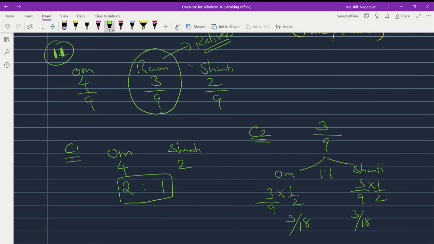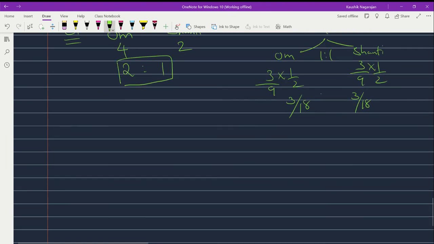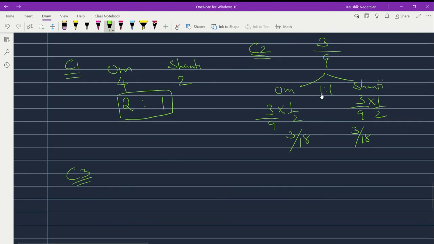So in case 2, you got the gain 3 by 18 and 3 by 18. This should be added with the old ratio of 4 by 9 and 2 by 9 with Om and Shanti respectively. Case 3, it is mentioned that the partner Ram gives his share to Om and Shanti in the ratio 3 is to 1. So here also it's nothing more difficult. In case 3, the ratio 3 is to 1 is used up. So the retiring partner is Ram and his share is 3 by 9.